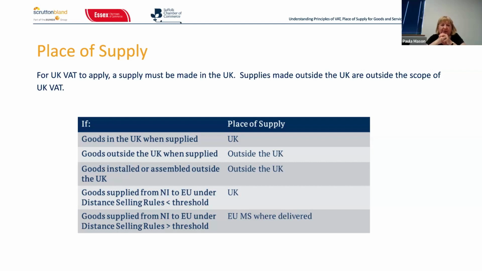And then goods supplied from Northern Ireland to the EU under distance selling rules, which are under the threshold of distance selling rules, which is €10,000, that would be the UK. And last, goods supplied from Northern Ireland to the EU under the distance selling rules, which are over the threshold, would be the EU member state where the goods were delivered to.